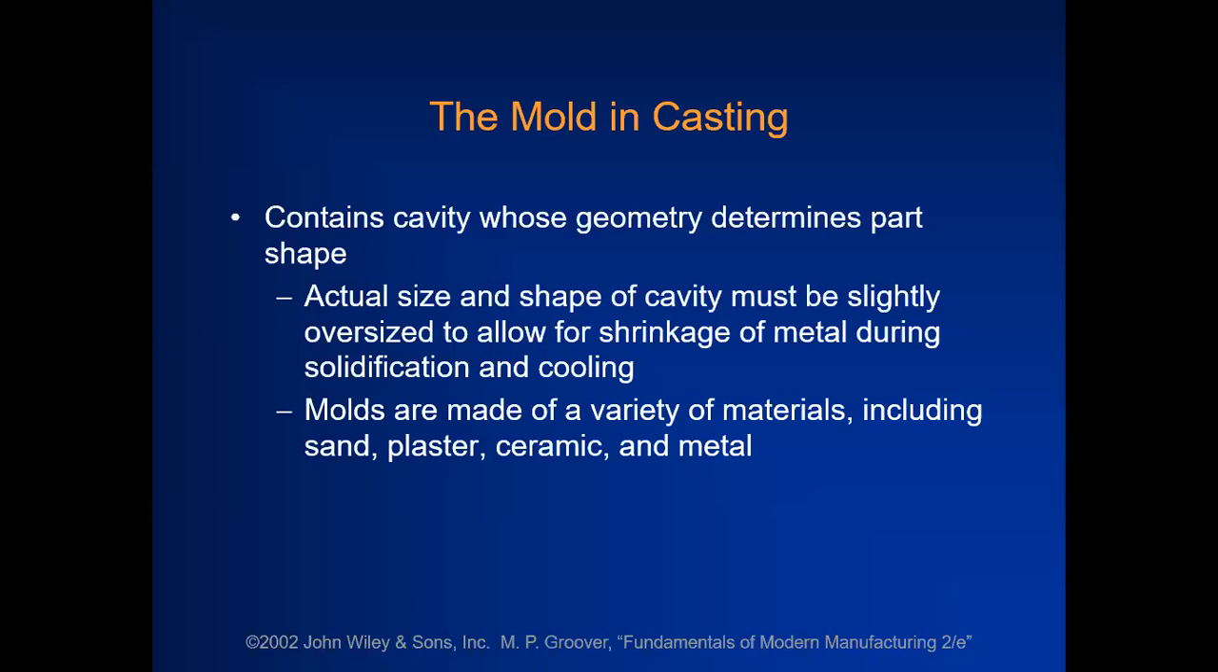Actual size and shape of the cavity must be slightly oversized, as I've explained, because of shrinkage allowance, machining allowance, draft allowance, and to allow for the shrinkage of the molten metal during solidification and cooling. The shrinkage is performed during the solidification process when the latent heat of fusion is given off, and after that, during the final cooling, further heat is given off and further shrinkage of the part occurs.